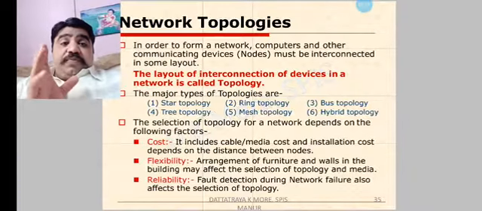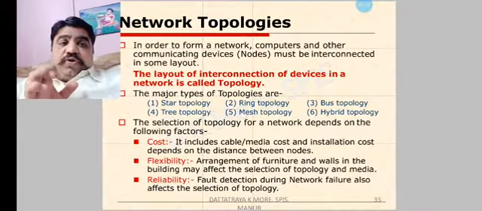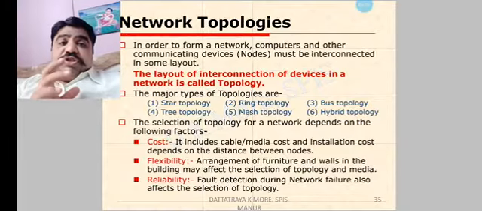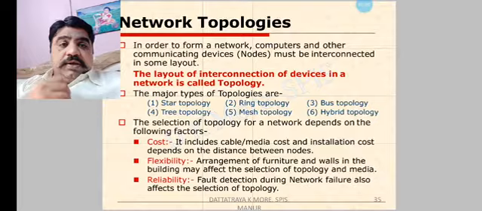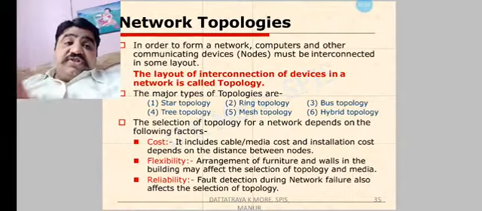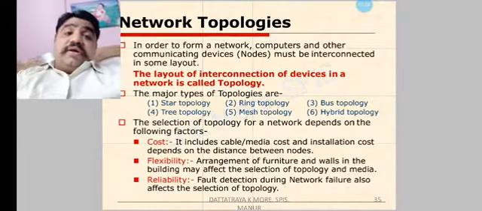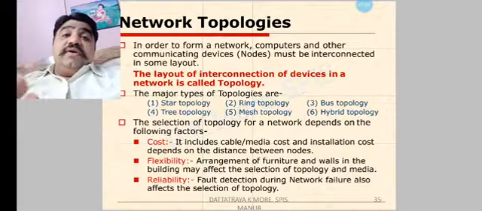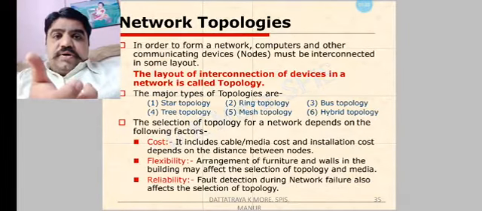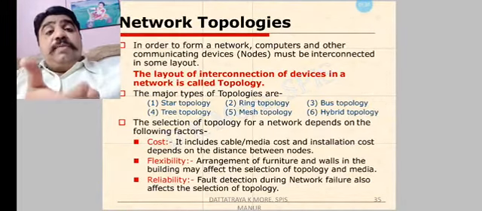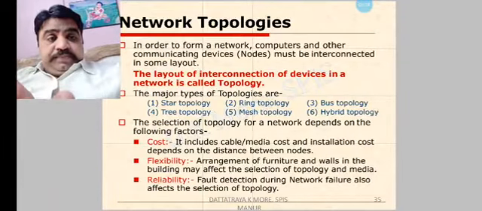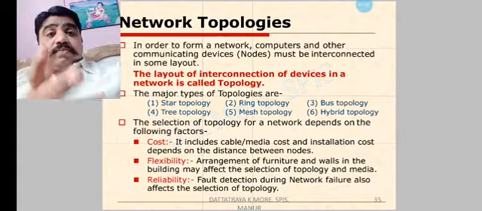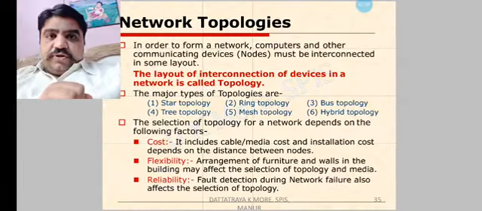The major types of topologies are star topology, ring topology, bus topology, tree topology, mesh topology and hybrid topology. Of these, the first three are very important, and the next three are more advanced concepts. As per requirements, many people have made changes to the first three, and the outcome is these newer three topologies.